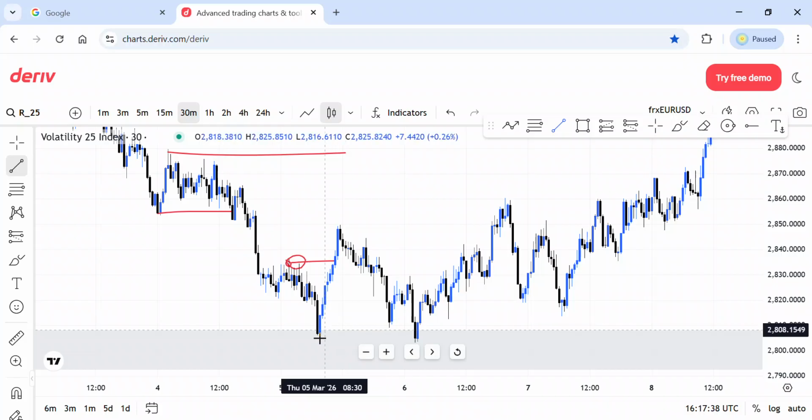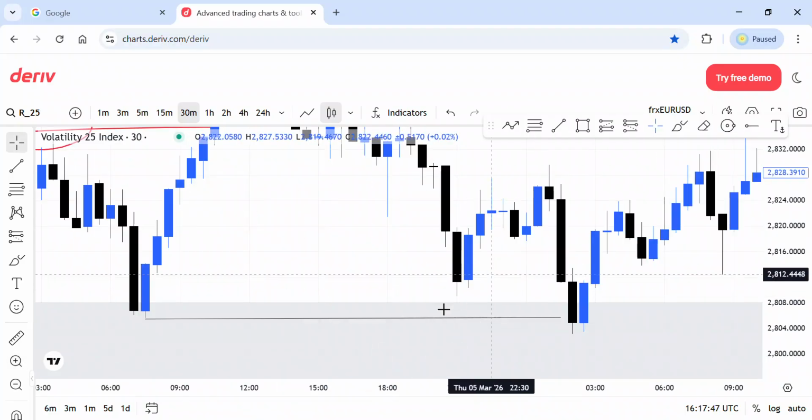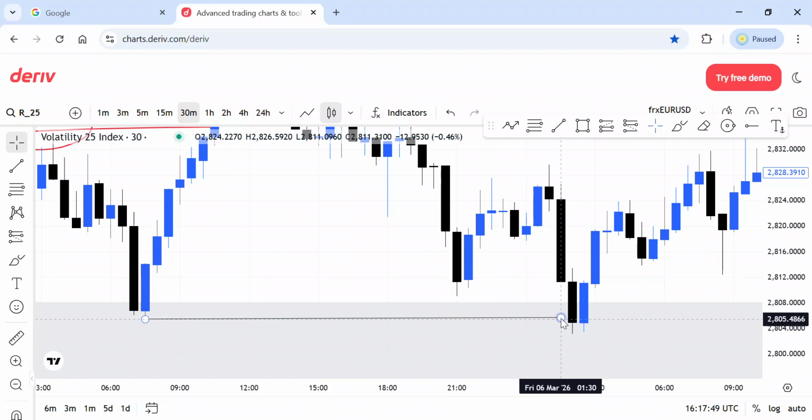Market came back and raided this low. This is a liquidity sweep. That's what I'm saying. Let me zoom it. We need to see it. Can you see? Very beautiful liquidity sweep.